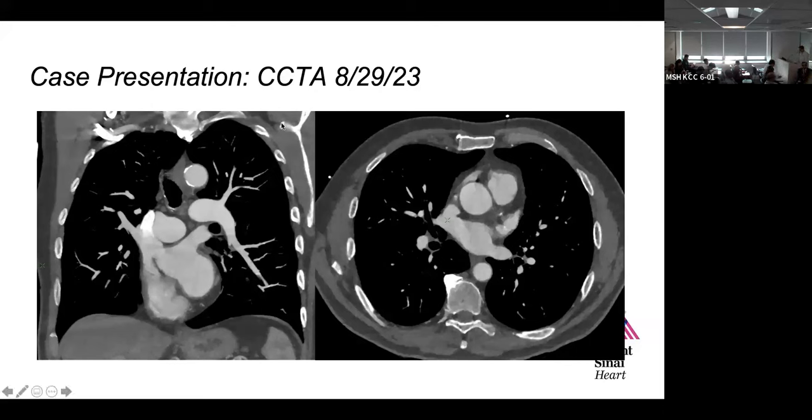Absolutely. Just again, to take us through one more time, this is the SVC coming down. You see the anomalous pulmonary venous return into that SVC.